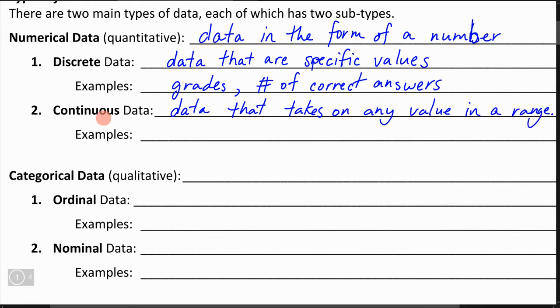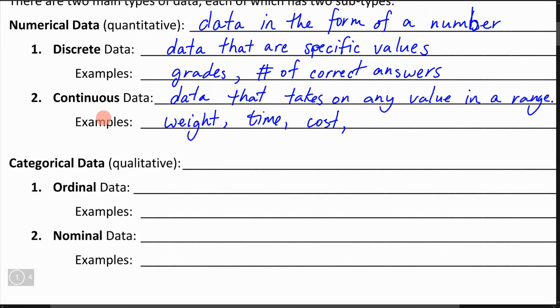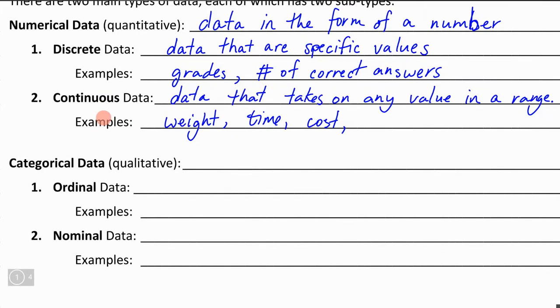Okay, so what are some examples of continuous data? Weight, time, cost. These are some examples of what continuous data could look like.